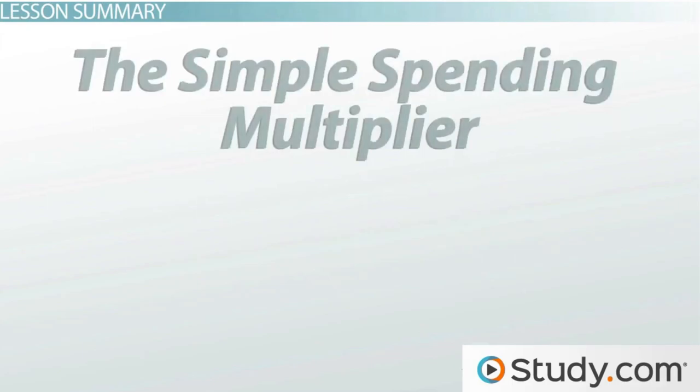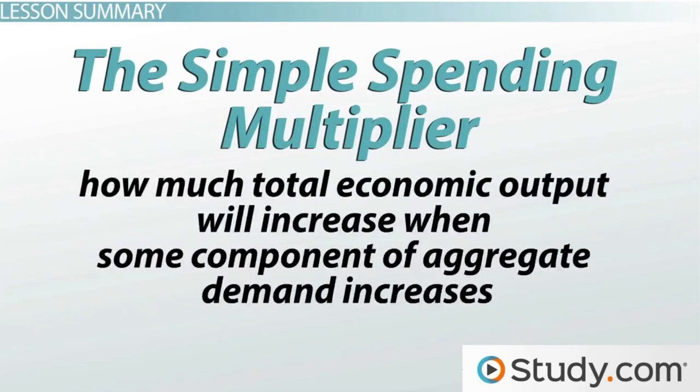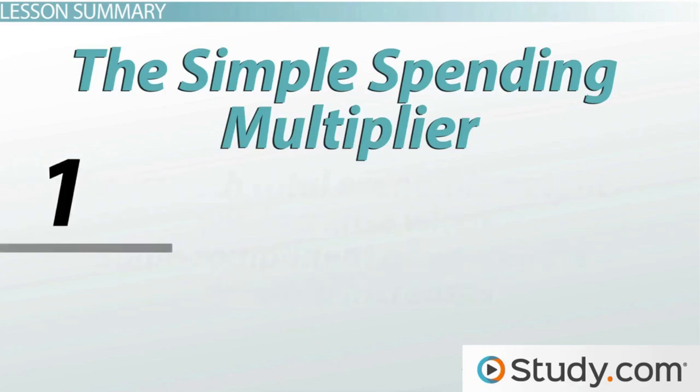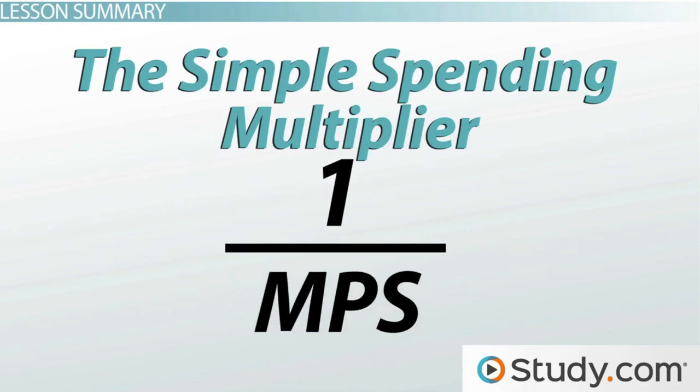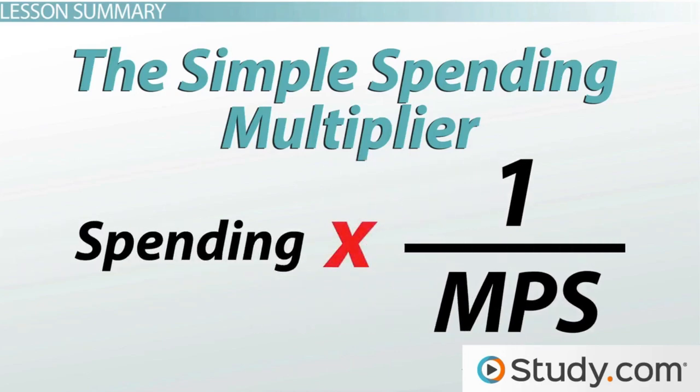We use the simple spending multiplier to estimate how much total economic output will increase when some component of aggregate demand increases. The formula for the simple spending multiplier is as follows: 1 divided by MPS. To use it, simply multiply the initial amount of spending by the simple spending multiplier.